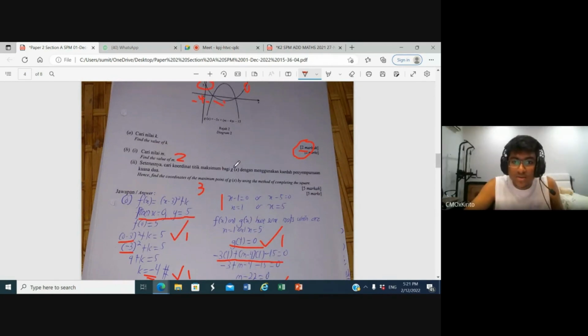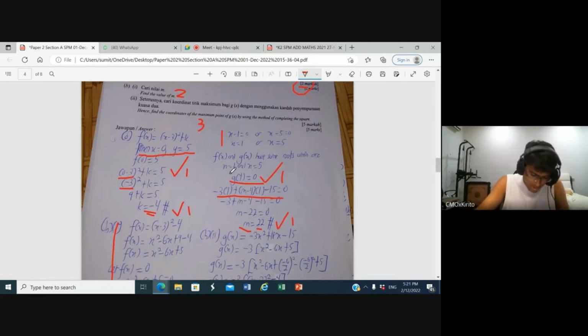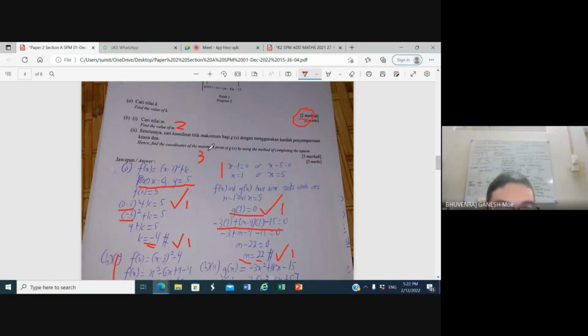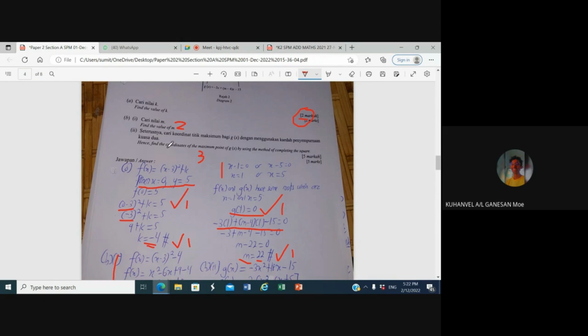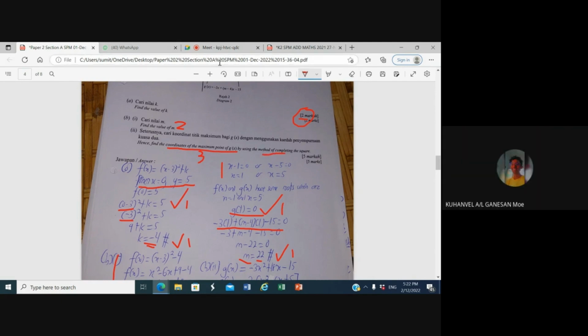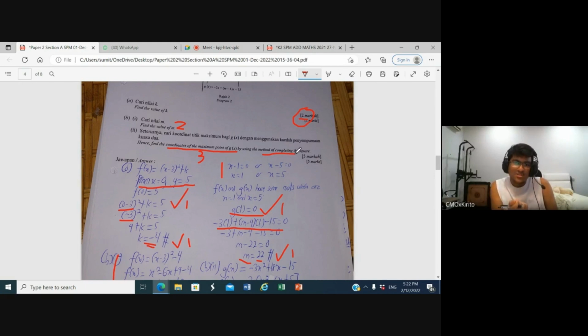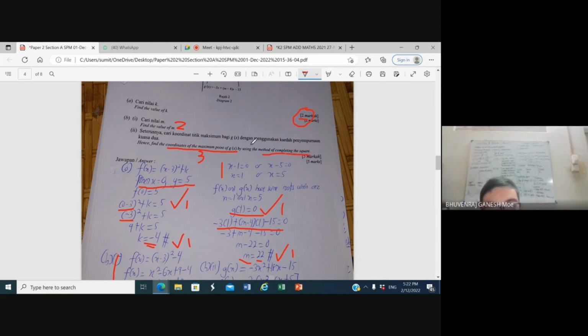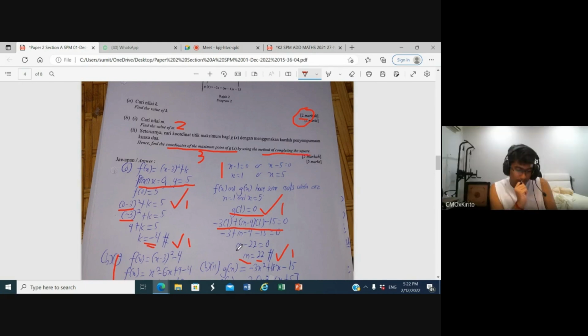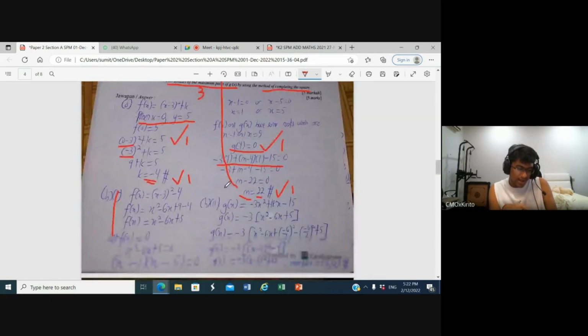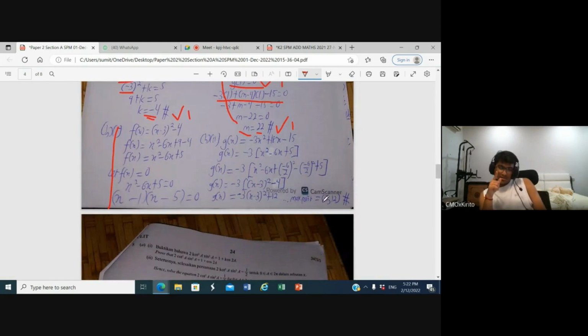Okay, wait. What's the question again? Find the coordinates. Okay, this one. Wait, I explain first. Using the method of completing the square. So it's negative b over 2 square, yeah. Is it? No, that doesn't make sense though. You must just sub your m value inside. I put in, but then the coordinate that I get and the one over there is not practical.